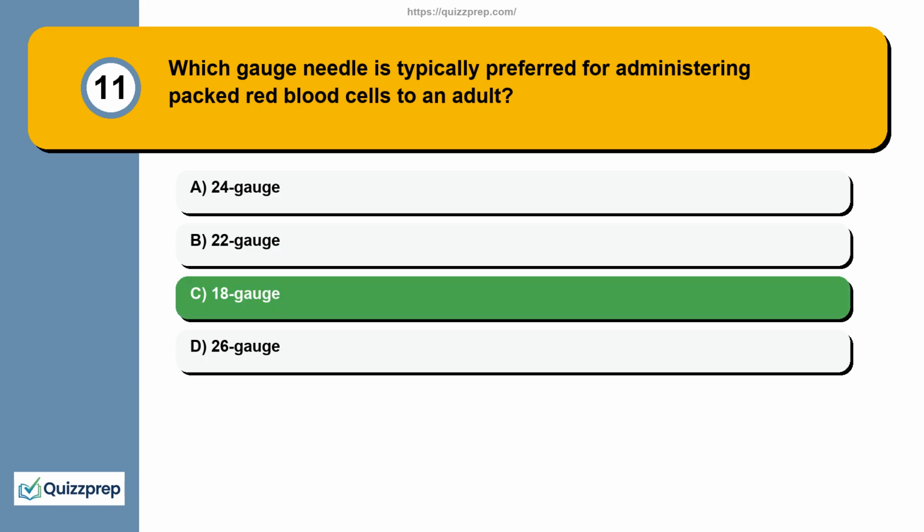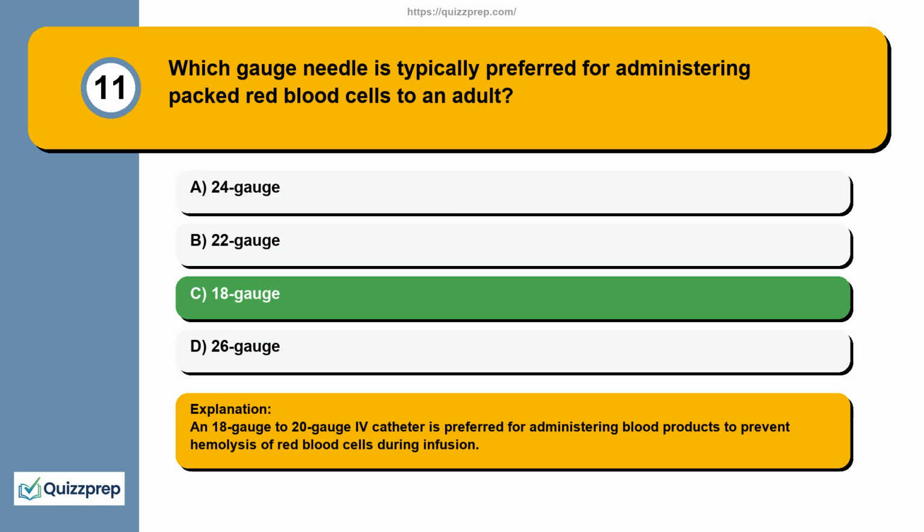The correct answer is option C. 18 gauge. Explanation. An 18 gauge to 20 gauge catheter is preferred for administering blood products to prevent hemolysis of red blood cells during infusion.